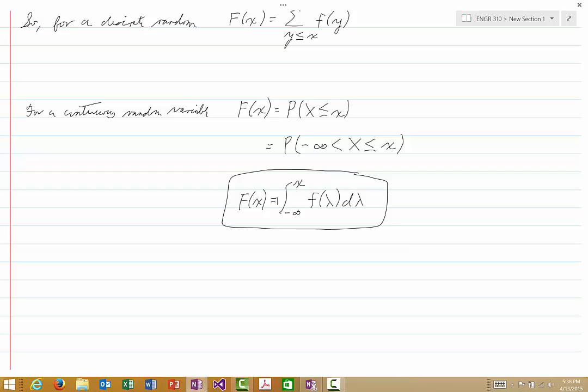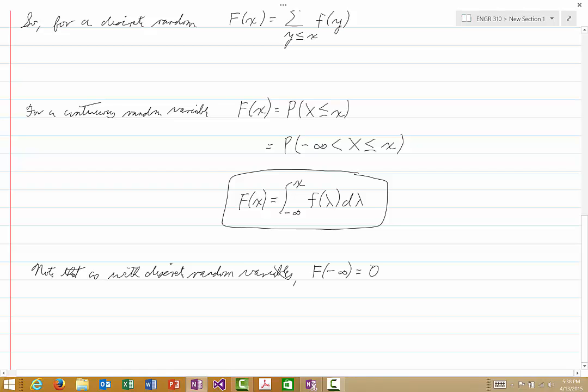And just a couple of other quick notes, and then we jump into this problem. Note that as with discrete random variables, F of negative infinity is equal to 0. That was true for discrete random variables, and you can see that if we plug in negative infinity for x, then we have the integral from negative infinity to negative infinity, and so we get 0 there as well.